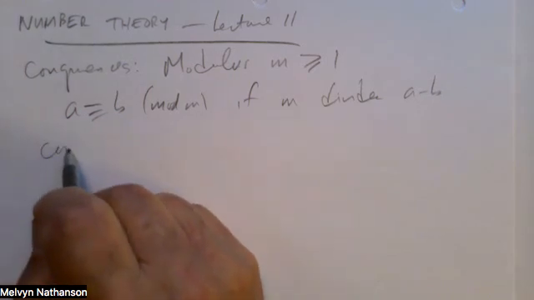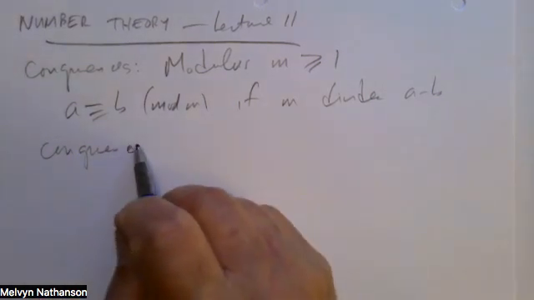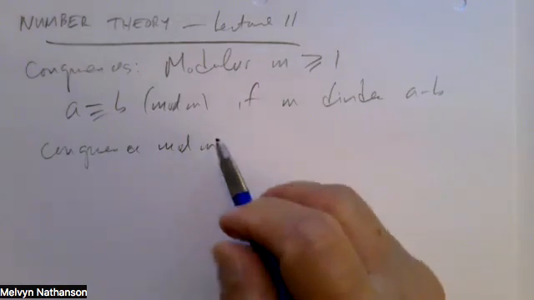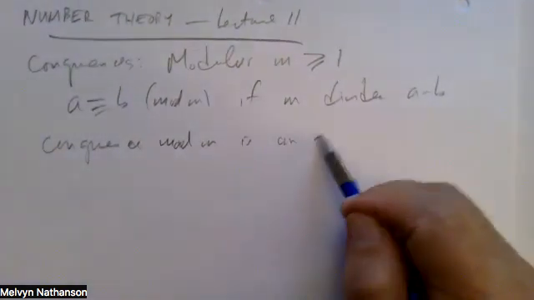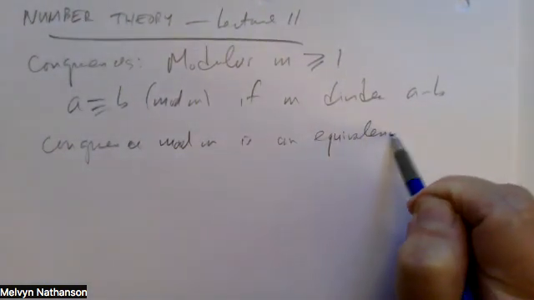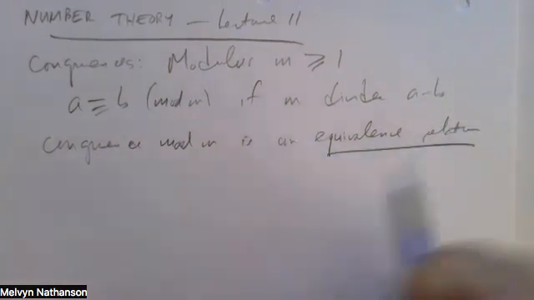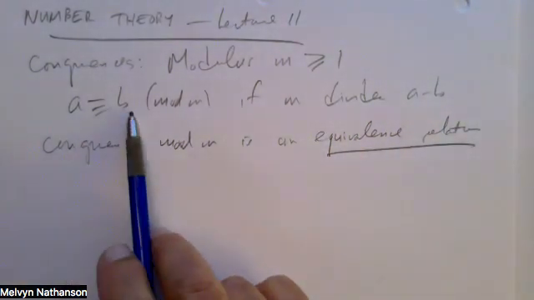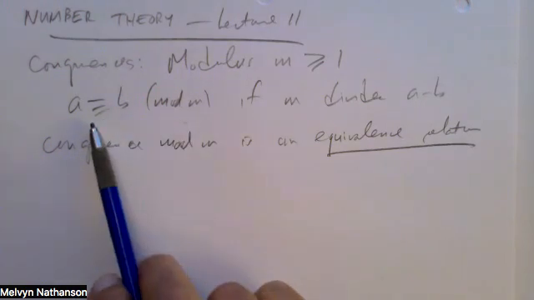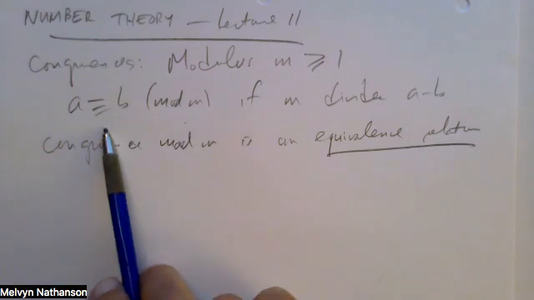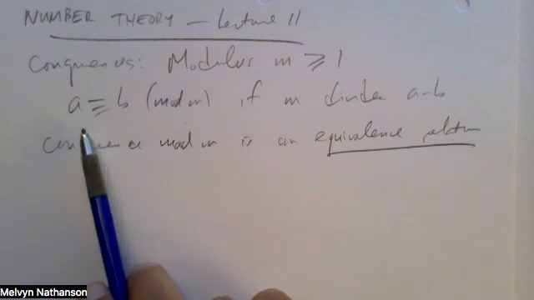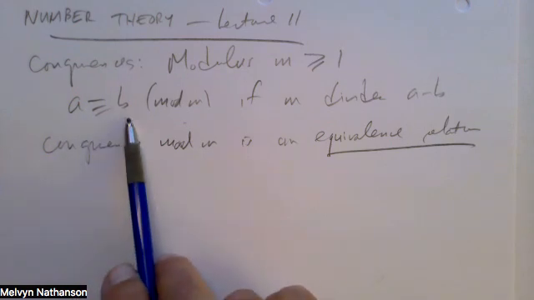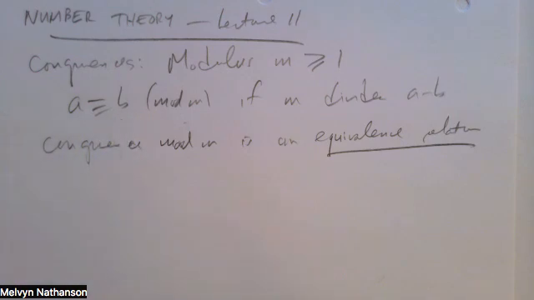And congruence mod m is what is called an equivalence relation. So this relation, A is related to B if A is congruent to B mod m. It's reflexive. Every number is congruent to itself. It's symmetric. If A is congruent to B, then B is congruent to A. And it's transitive. If A is congruent to B and B is congruent to C, then A is congruent to C. And the equivalence classes are called congruence classes.